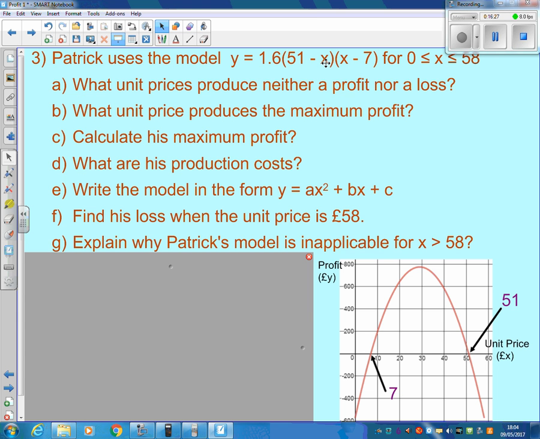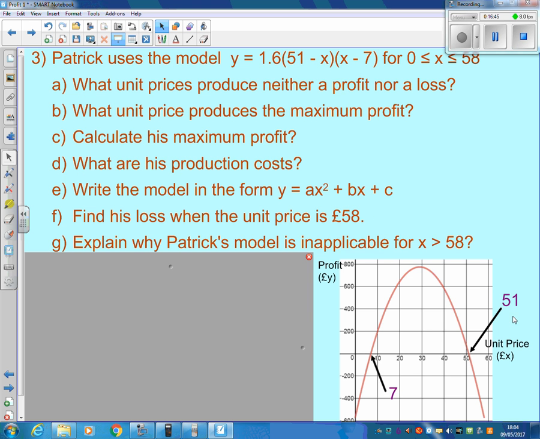If I put in x equals 51, I get 1.6 times 0 times something. Well, that will come to 0. If I put in 7, I get 1.6 times something times 0. And it doesn't matter what the other things are. If I'm multiplying by a 0, I end up with 0.